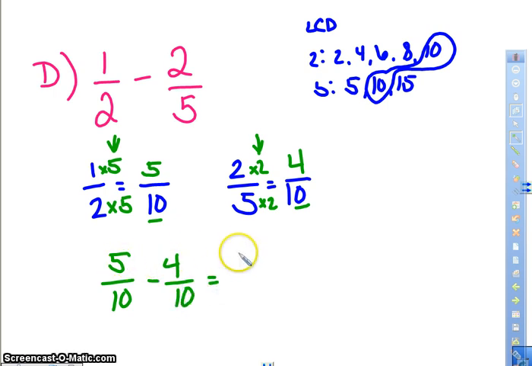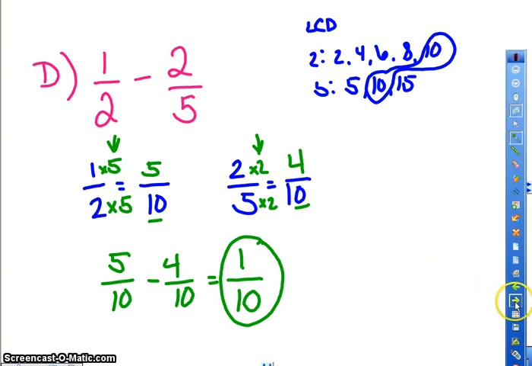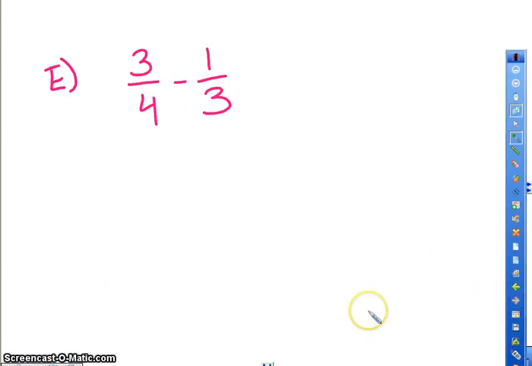5 minus 4 is 1. Denominator stays the same. I cannot simplify this particular fraction, so my answer is 1 tenth. And here's our last problem, 3/4 minus 1/3. Okay, I encourage you to press pause and try this one by yourself, and then see how it matches up with the one I'm going to do.